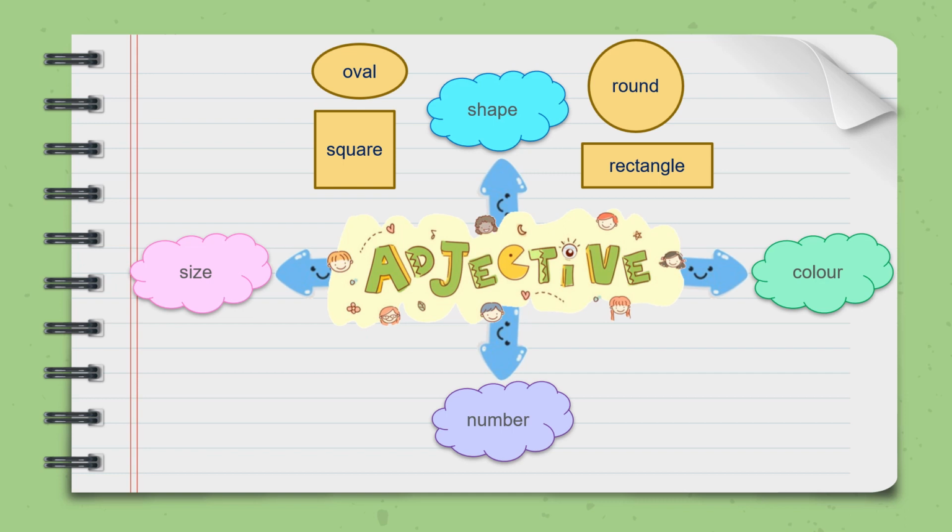Now let's move on to the second category, which is the color. What examples do I have here? Oh, we have blue color, red, yellow, green, purple, and black. What other colors can you think of? Yes, there's white, there's pink, orange, brown. What more?